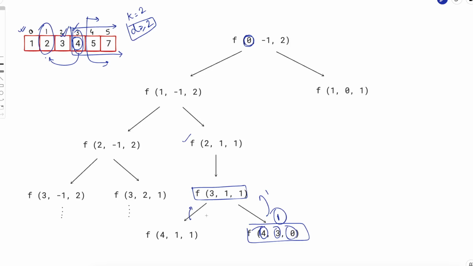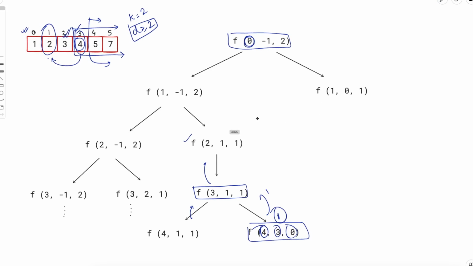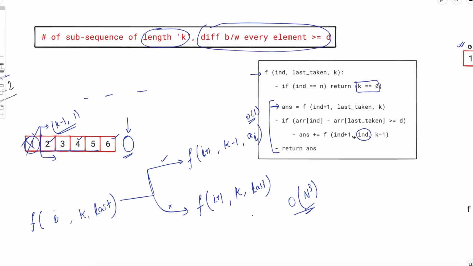Let's say you will expand something here, you will get something, and you will sum them all up, that will be the value here, you will return that here, and so on and so forth, and finally you will get the value of f of 0, minus 1, 2, right? So hope this entire thing is clear. So now if you go back and look at this recursive function, that might make more sense. We have f of index, last taken and k, and if index is n, we will check whether we have taken all the elements or not, and if index is not n, we will decide what to do with the current element, whether we will take it or we will not take it.